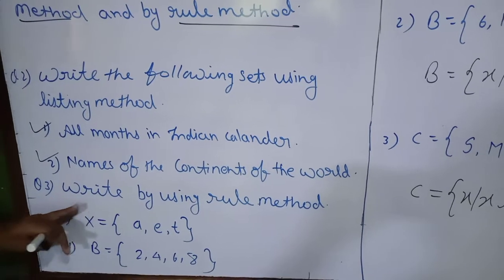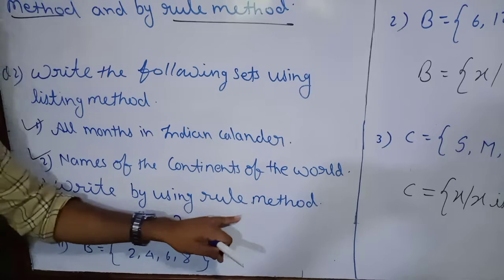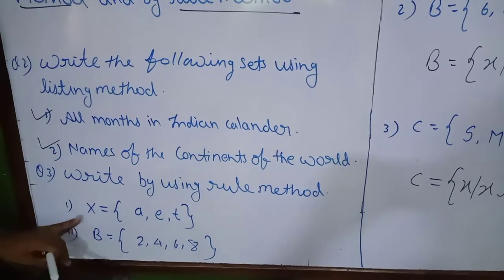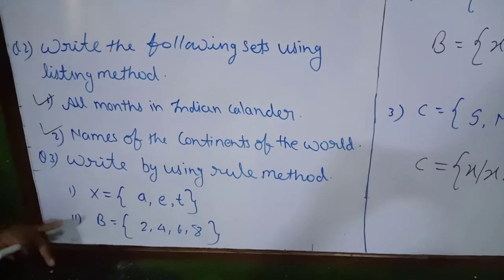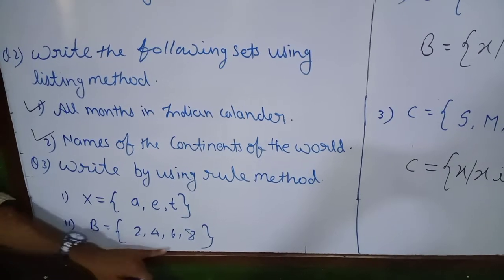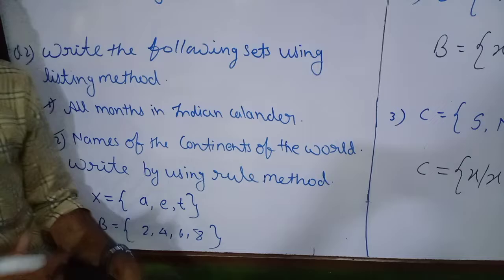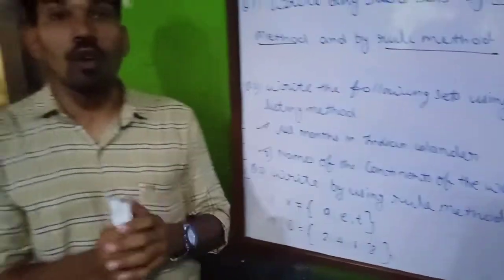Question number 3: write using the rule method. Whatever we learned, set X is equal to A, E, T, we are going to write by the rule method, and set B is equal to 2, 4, 6, 8. So this much homework you have to write, continue in your homework book.